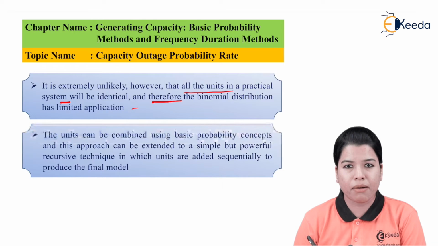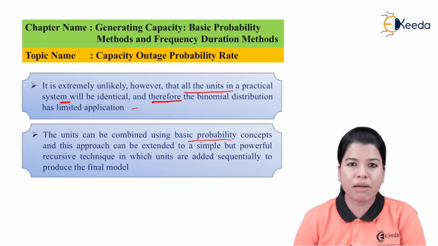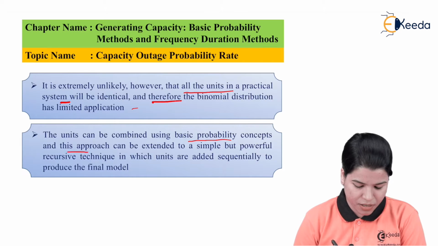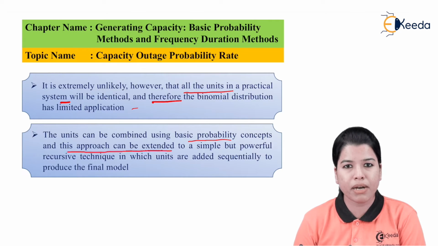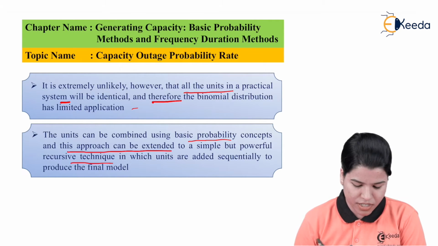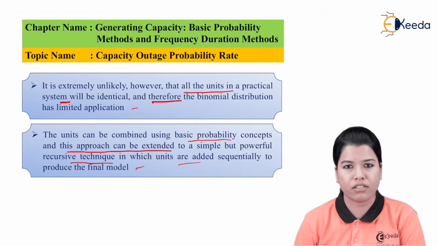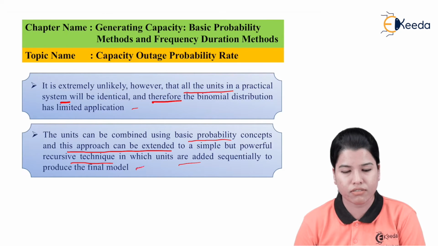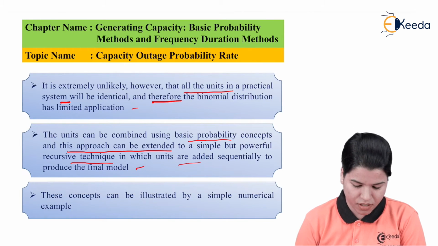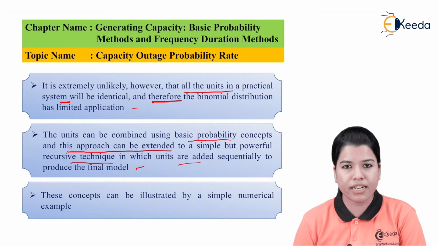So the units can be combined using basic probability concepts, and this approach can be extended to a simple but powerful recursive technique in which units are added sequentially to produce the final model. In this recursive technique, we can utilize units which have the same values as well as different values. This concept can be illustrated by the use of a simple example as shown below.